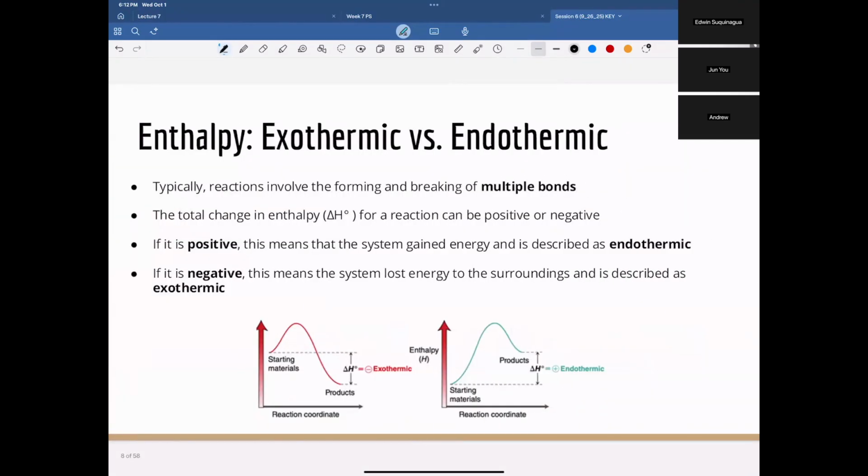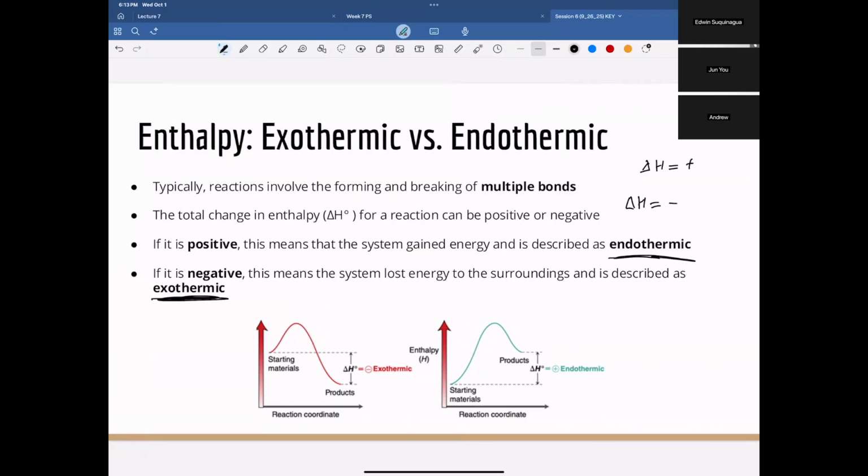All right, and this stems into the next topic of exothermic versus endothermic. Reactions involve the formation and breaking of multiple bonds, and the total change in enthalpy is these energies all combined together. To put it simply, if your delta H is a negative value, it's going to be an exothermic reaction, meaning it's going to release heat. If it's an endothermic reaction, your delta H is going to be positive. So you're going to have to put in a lot of energy.